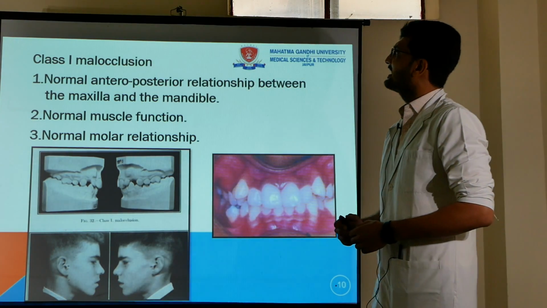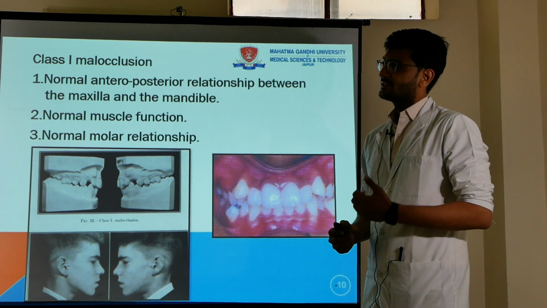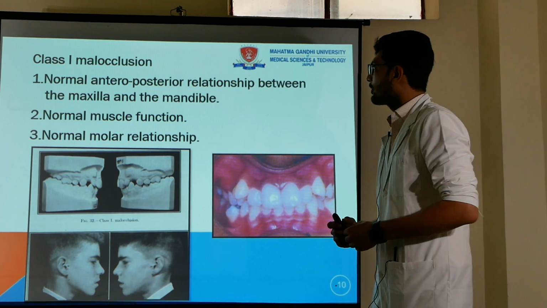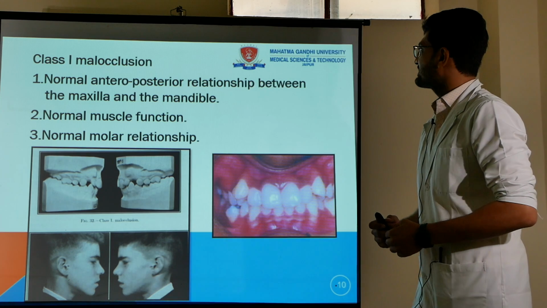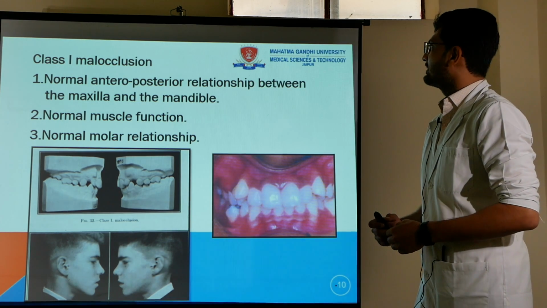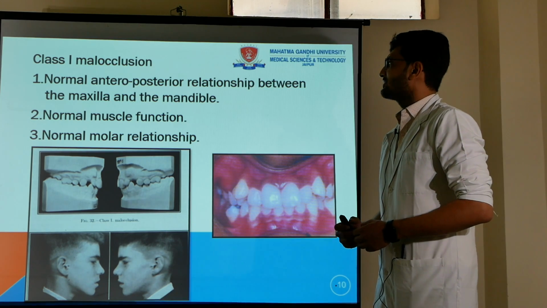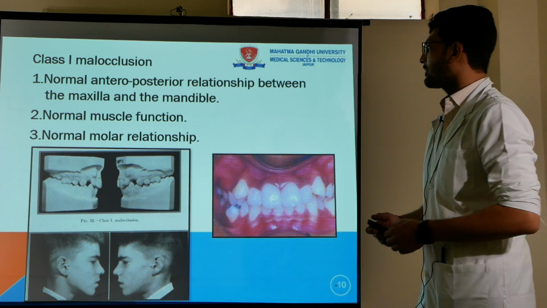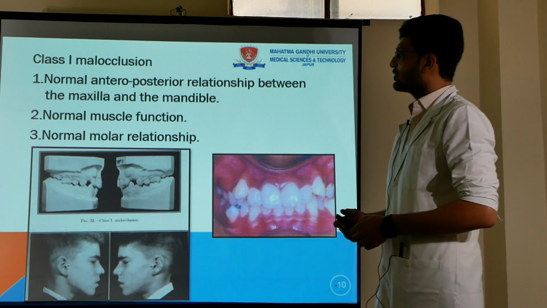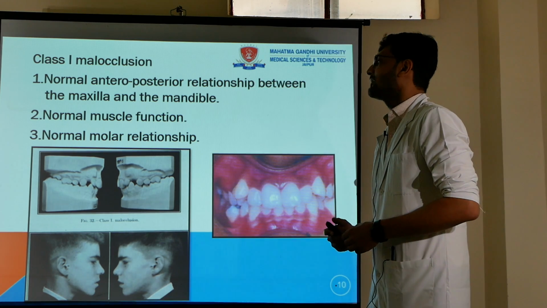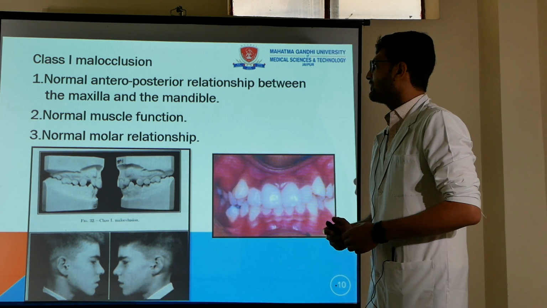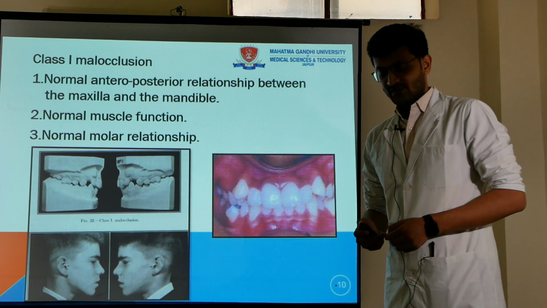So next is the class 1 malocclusion, which is suggestive of variation from normal. So normal antero-posterior relationship of teeth between maxilla and mandible, normal muscle function and normal molar relationship. Now normal molar relationship means that the mesobuccal cusp of the upper first permanent molar will occlude with the mesobuccal groove of the lower first permanent molar.